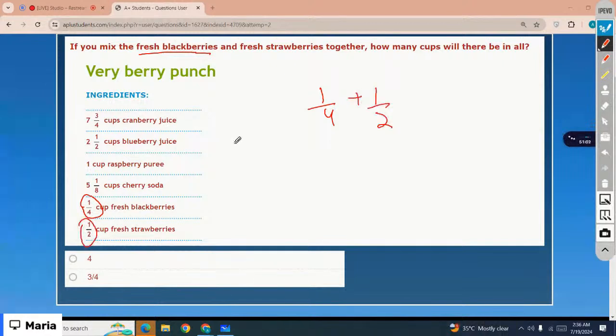First thing is you need to make the denominator same. So you need to multiply this fraction by 2 because 2 times 2 makes 4. So that is 1 over 4 plus 2 over 4. So simply add their numerators. That is 3 over 4. So the correct option is 3 by 4. Option number 2 is the correct option.